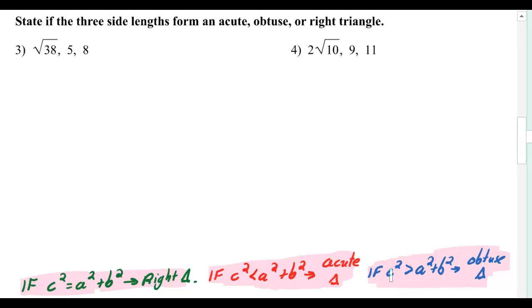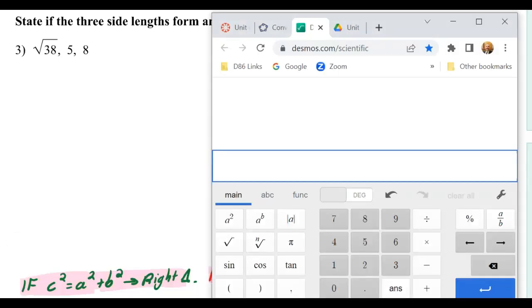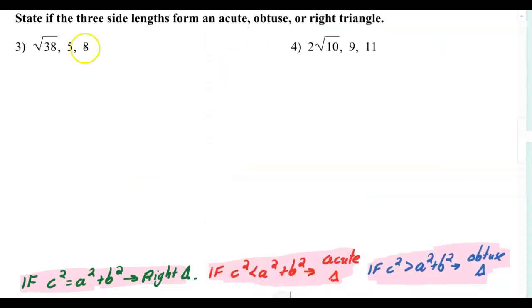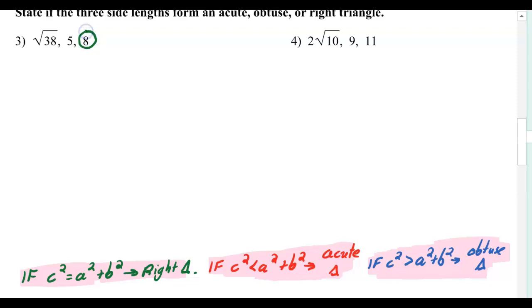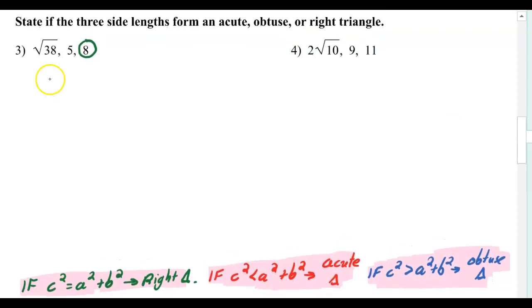So if we look at problem number 3, we first have to determine the largest side. If I use my calculator, the square root of 38 is approximately 6.16. So in problem number 3, I know the 8 is the largest side. I'm going to write down c squared, a squared plus b squared, and now I'm going to substitute the numbers. 8 squared, square root of 38 squared, plus 5 squared.